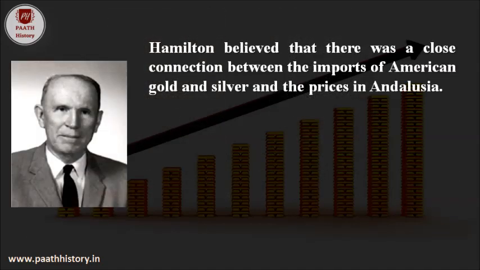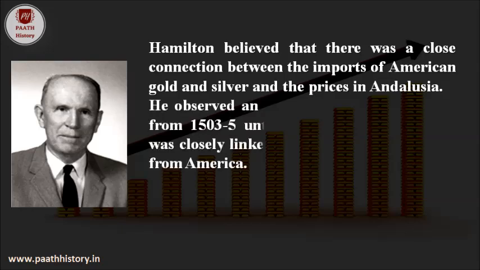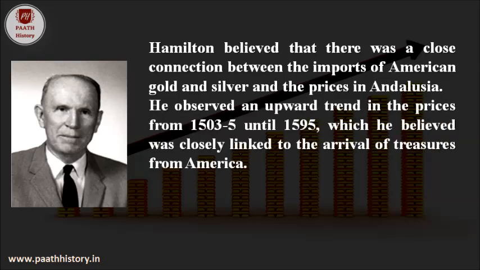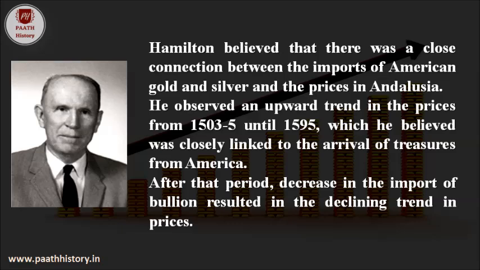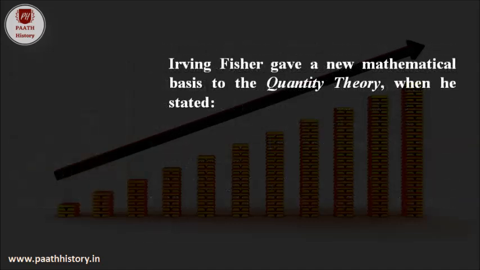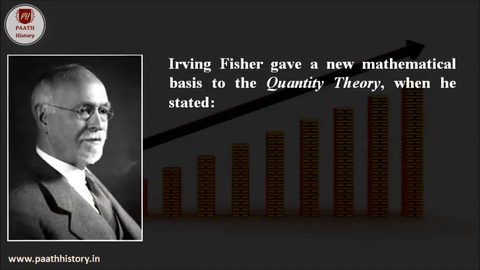Hamilton believed that there was a close connection between the imports of American gold and silver and the prices in Andalusia. He observed an upward trend in the prices from 1535 until 1595, which he believed was closely linked to the arrival of treasures from America. After that period, a decrease in the import of bullion resulted in a declining trend in prices. Irving Fisher gave a new mathematical basis to the quantity theory when he stated MV equals PT.